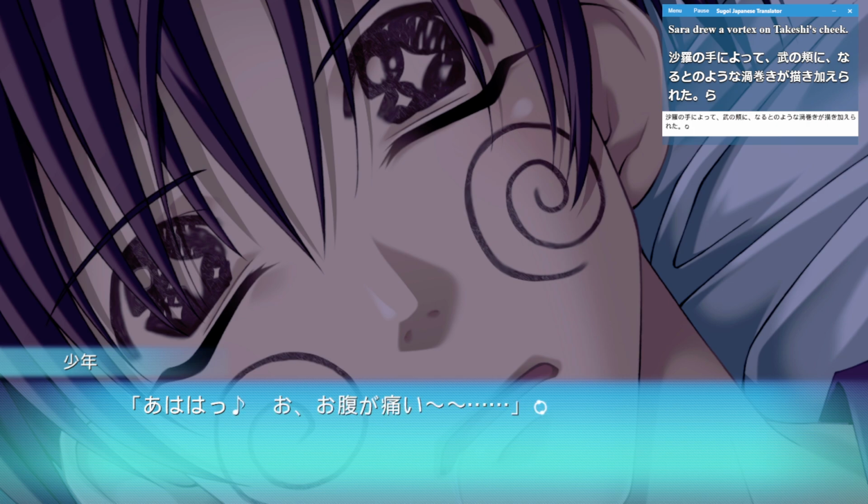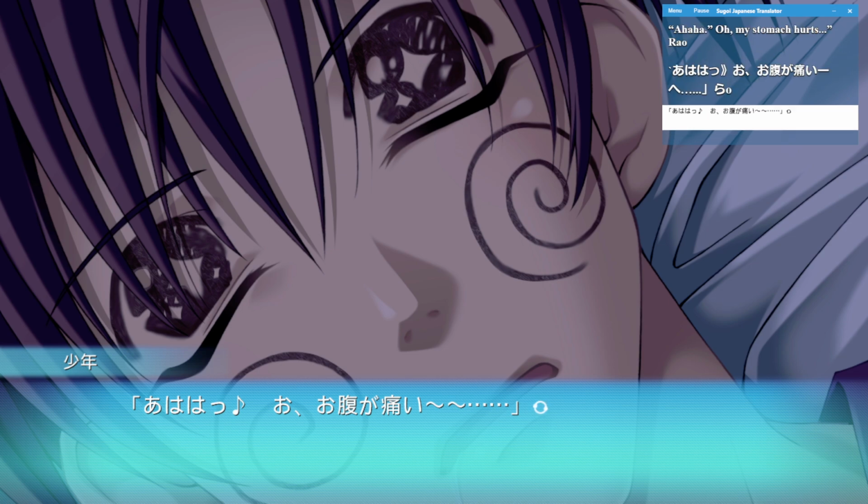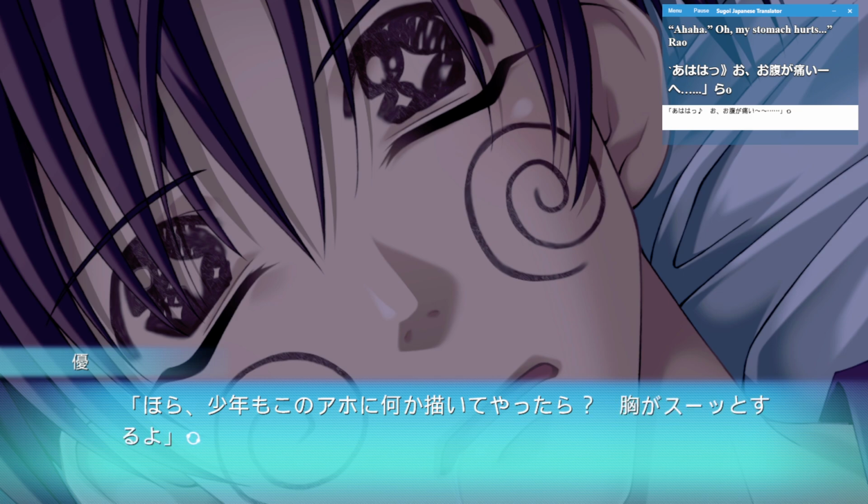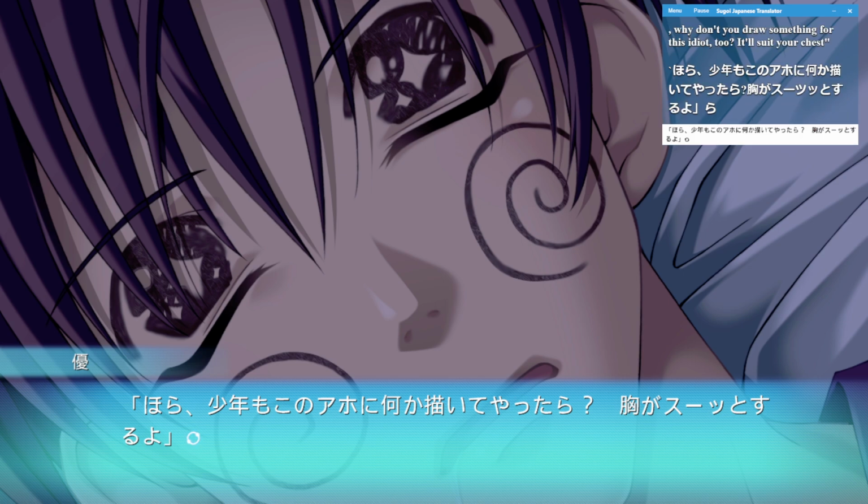Okay, what does the kid say? My stomach hurts. Why don't you draw something on this idiot too? Probably something that suits you. There's no chest in there. The chest comes from raw. Just draw something suitable. I mean, it does say soot. I probably threw it into Google Translate. That's what's taking so long.